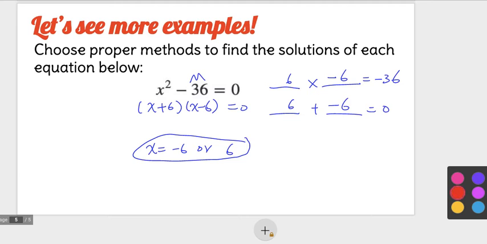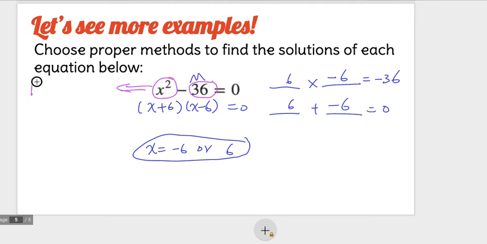And pay special attention. I want to use a different color. This is a square term. 36 we know is also a perfect square number. So this special part, a square part minus another perfect square number, we have a special name for that, which is called difference of perfect squares.